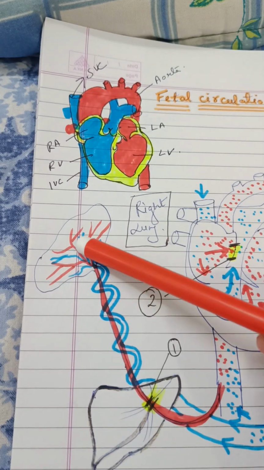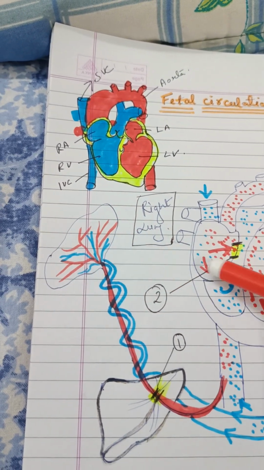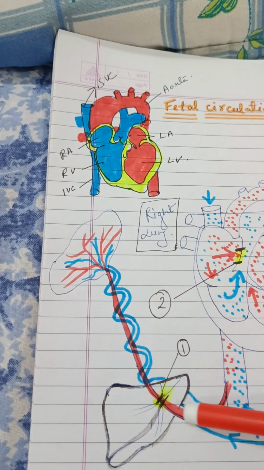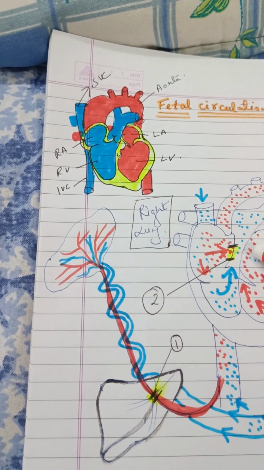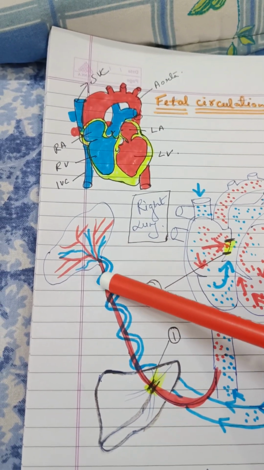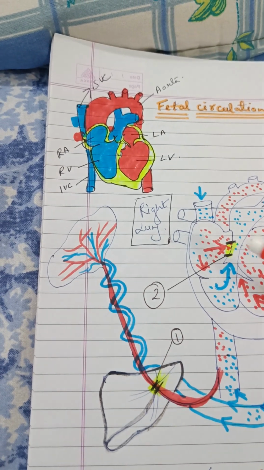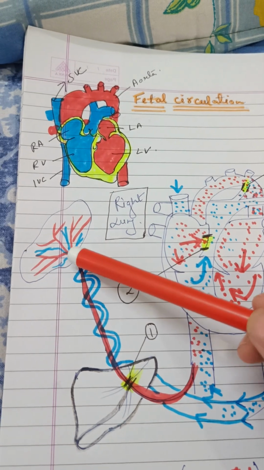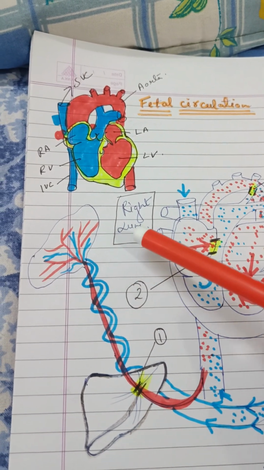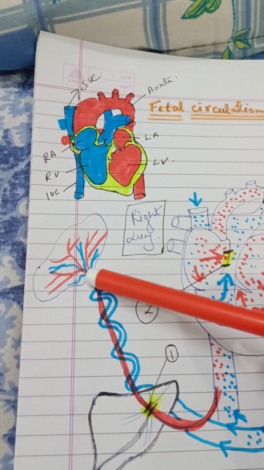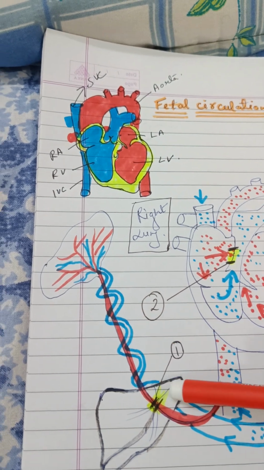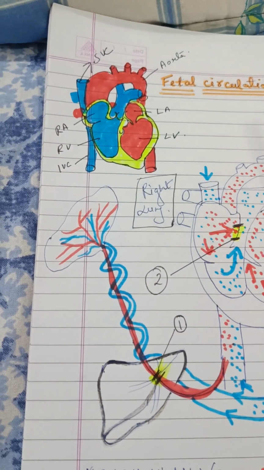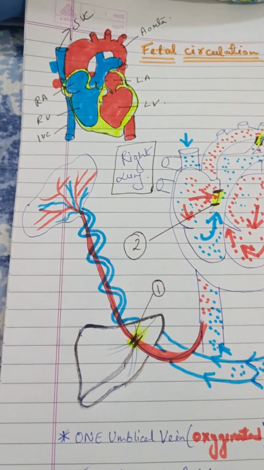We know that the placenta is a connection between the fetus and the mother, and the umbilical cord forms a connection between the placenta and the fetus. This umbilical cord will carry oxygenated blood to the fetus, and also carry deoxygenated blood from the fetus to the mother, so that the carbon dioxide present in the deoxygenated blood can be removed. The umbilical cord mainly contains blood vessels. There are two types of blood vessels present in this umbilical cord.